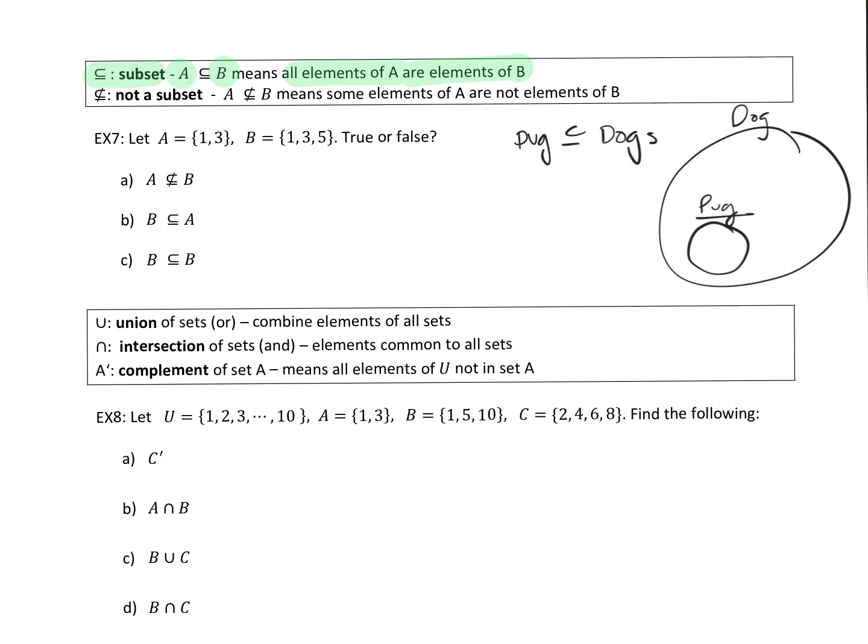To show something not being a subset, we slash through it. So A is not a subset of B means some elements of A are not elements of B. So what you could say is, if I took the set of cats, cats are not a subset of dogs. So cats would not be a subset of dogs, as a simple example.